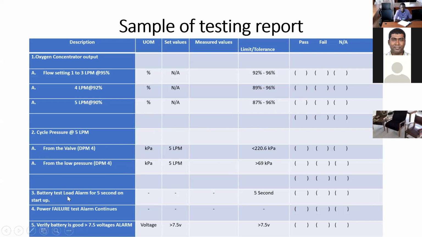At the same time, you have a battery test: the alarm loads for 5 seconds when you start up. So when you switch on, there'll be an alarm. When there's a power failure, the alarm will be continuously on. And there's normally a 9 volt battery inside the oxygen concentrator, so you have to check that it is above 7.5 volts. These are samples of the testing report that you do. You have to test accordingly to find out whether your oxygen concentrator works properly or not.